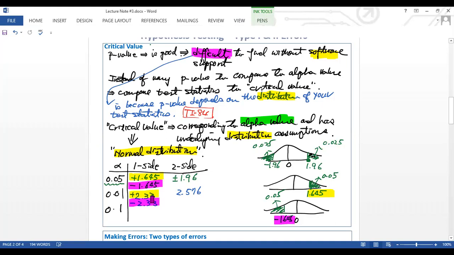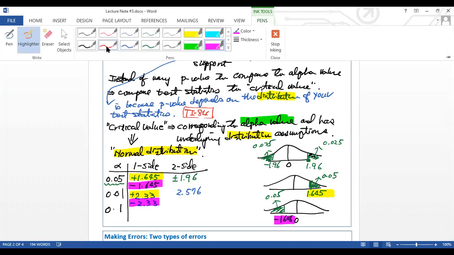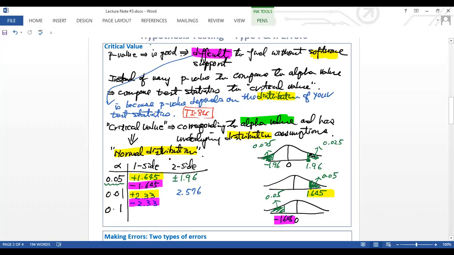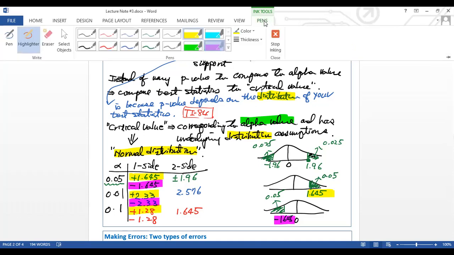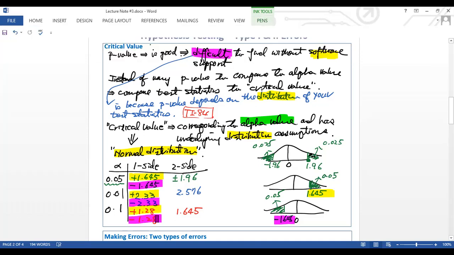Now for 0.1, I'm going to use different colors. For the two-sided test, it will be 1.645, and the one-sided will be 1.28 and negative 1.28. The same thing here: this is the right-hand side and this is the left-hand side.